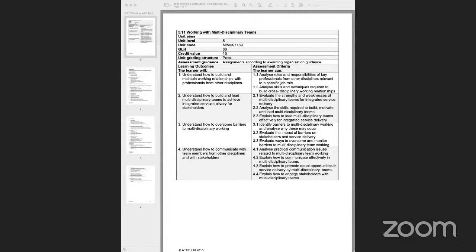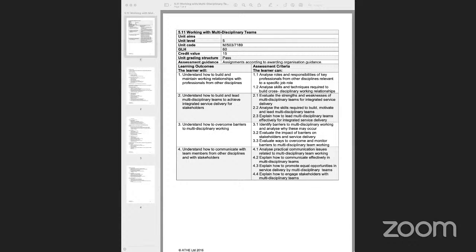So what we're going to do in a second is, right, so you're able to see the screen now? Yeah, I can see your screen. That's great. So what I've done for now is basically opened up what is called working with a multiple disciplinary team. That is correct. So what I've done is essentially just opened up the unit specification. And what we're going to do with this is resume recording.